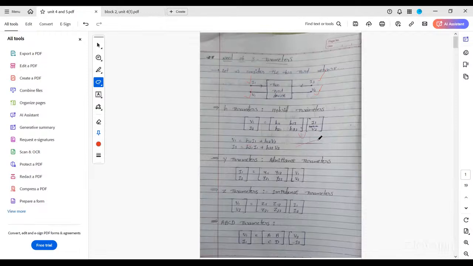Next, H12. H12 equals V1 by V2, where I1 equals 0. How to write H12? Across the LHS we have V1, so H12 is V1 by V2 with the current I1 equal to 0. Next, the third term. What is the third term we have? H21. Now we will write the H21 term.